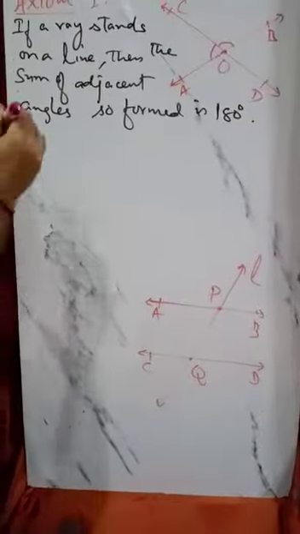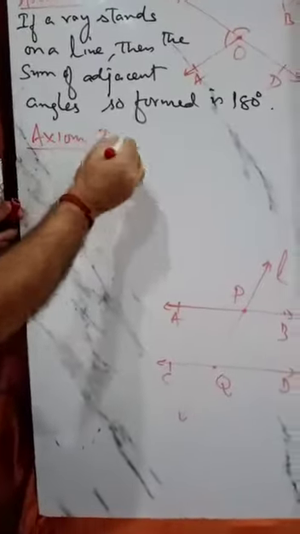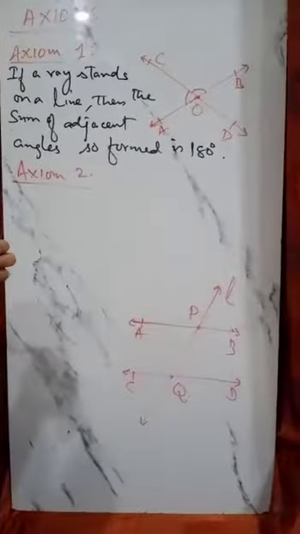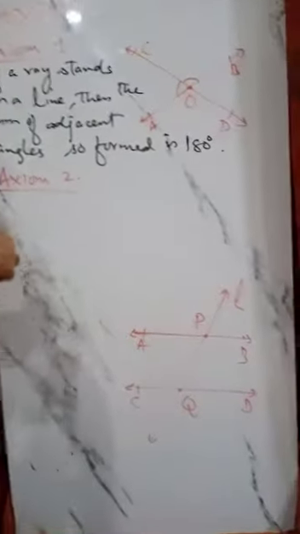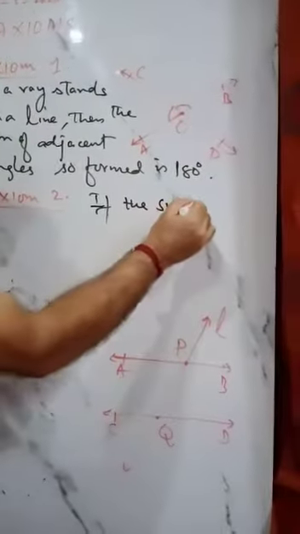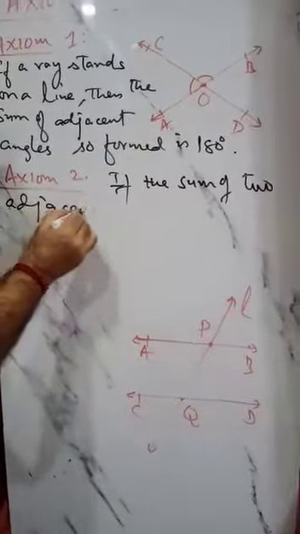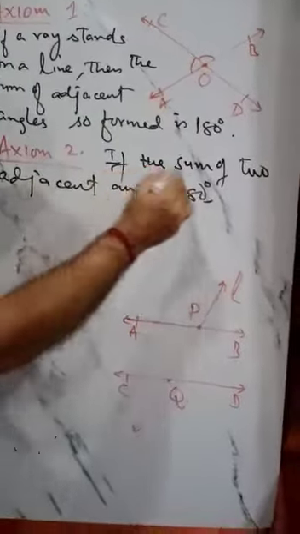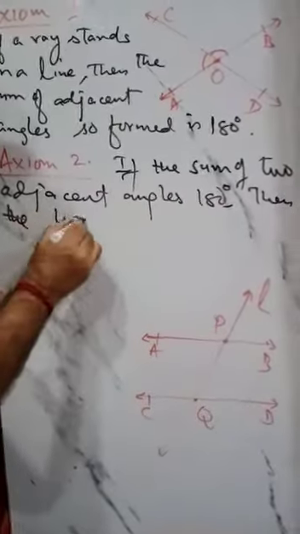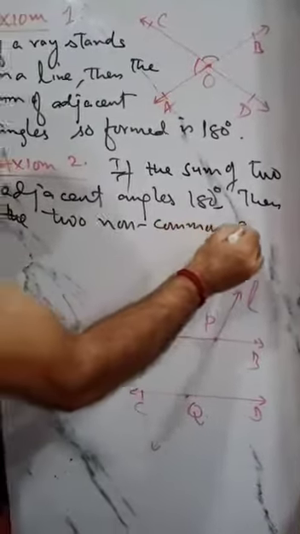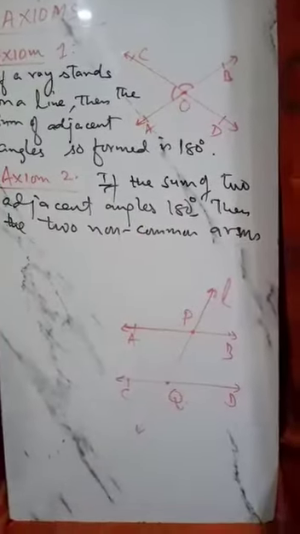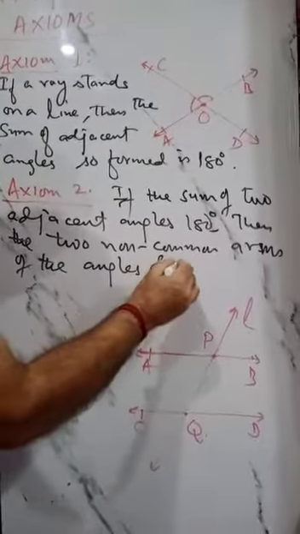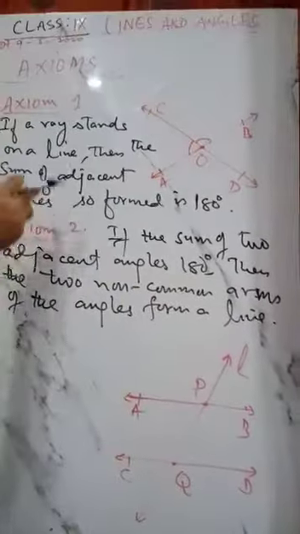Axiom number 2 is: if the sum of two adjacent angles is 180 degrees, then the two non-common arms of the angles form a line. This is the vice versa of axiom 1.